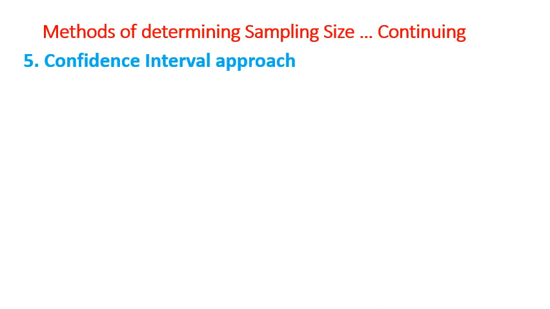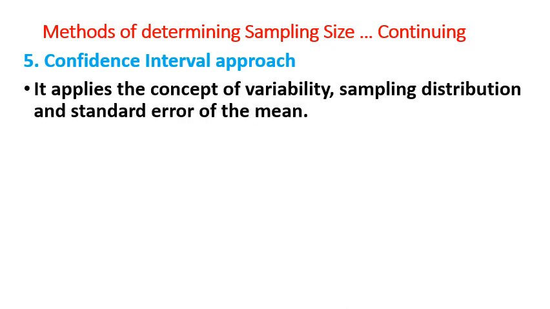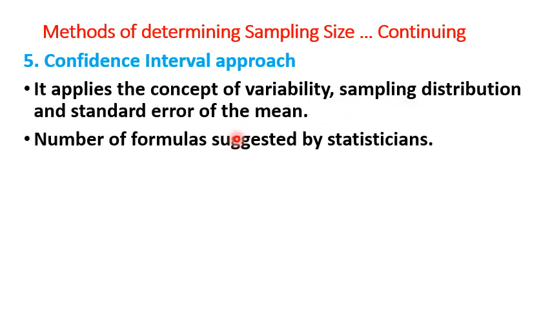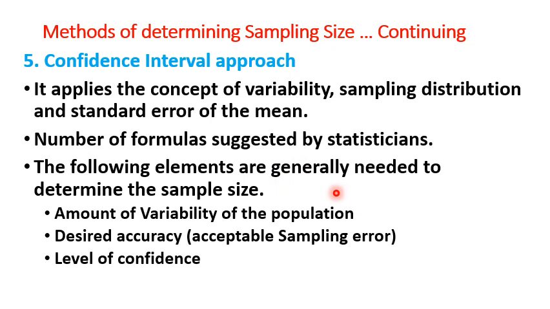The last method is the confidence interval approach. It applies the concept of variability, sampling distribution and standard error of the mean. A number of formulas are suggested by statisticians. It uses statistical formulas for the calculation of sample size. The following elements are generally needed to determine the sample size using these formulas. First, the amount of variability of the population. Then desired accuracy, that means acceptable sampling error. Then the level of confidence.